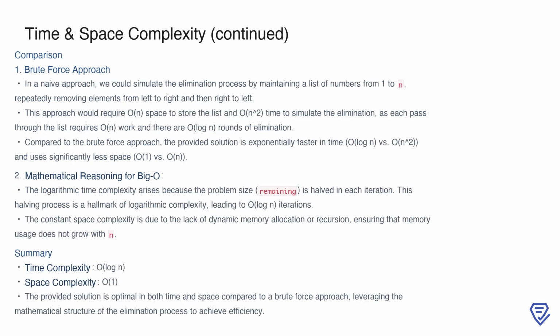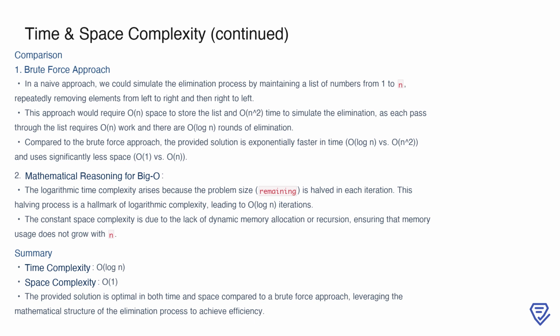Let's compare this approach to a brute force solution. In a naive method, we could simulate the elimination process by maintaining an array of numbers from 1 to n. For each round of elimination, we would remove elements from left to right, then reverse the direction and repeat until only one number remains. However, this approach would need O(n) space for the array and O(n^2) time to simulate the eliminations. Each pass through the array involves O(n) work, and with O(log n) rounds of elimination, the total time grows to O(n^2).